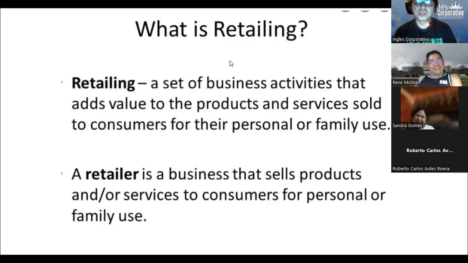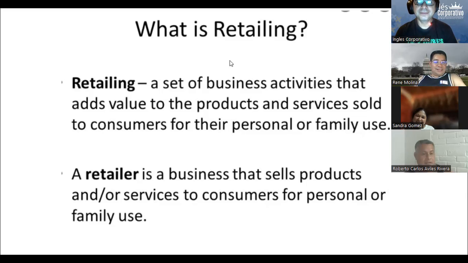Okay. Now we're going to listen to Roberto Carlos. It's past my tongue. Okay. A set of business activities sold to consumers for the personal or family use. A retailer is a business that sells products and or service to consumers for personal or family use. Okay, very good, very nice. Very fast, and the pronunciation was also very good. Perfect, that's good.